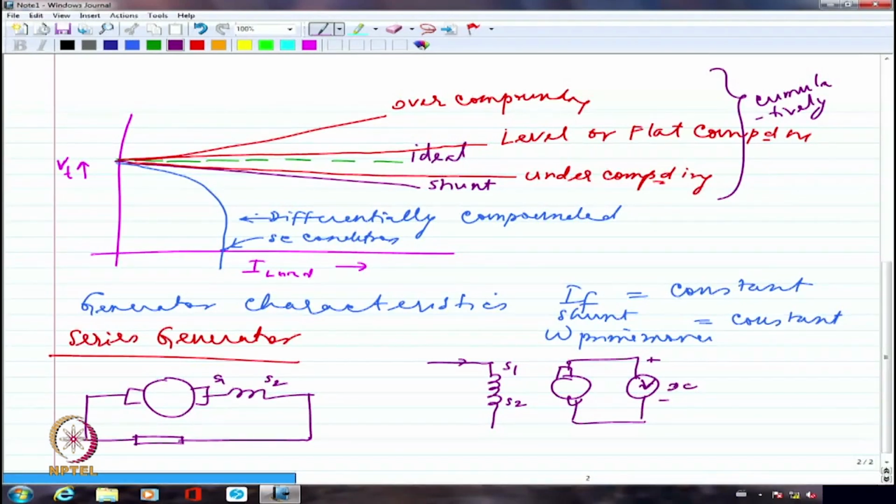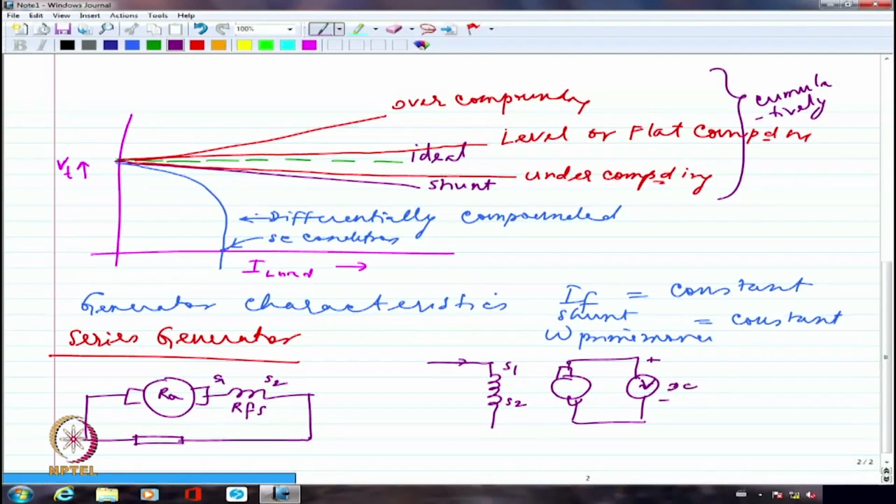But one thing we have to be careful about is, because the series field is always connected in series with the armature, I will have RA and RF series comparable with each other. What I mean is, if the armature resistance is 0.2 ohms or 0.3 ohms, the series field resistance is also going to be only 0.2 or 0.3 ohms, nothing more than that, because it will be thick wire carrying the same current as the armature current, right?